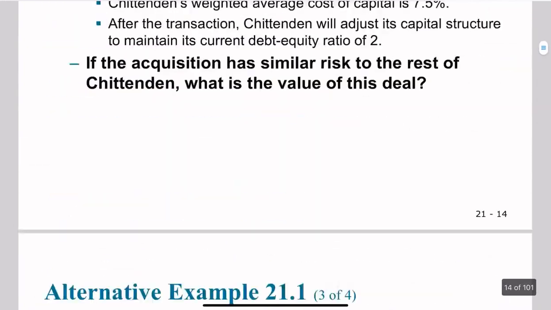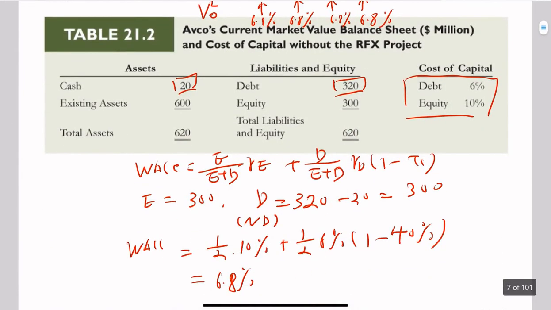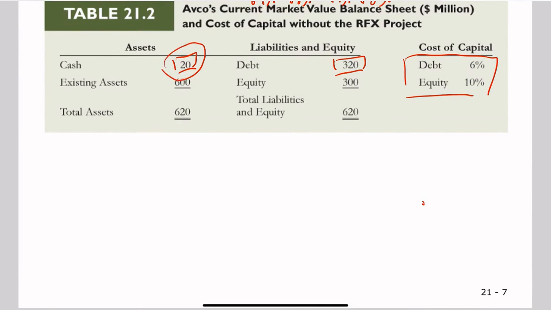Okay, so let's go back to the lecture notes and see the balance sheet. So what you can see here is the firm, right? The firm initially, before taking this RFX project, had $20 million of cash. And we know that the firm's debt has to increase by $30.625 million. So what the firm will actually want to do is first spend the $20 million of cash, and then it will borrow an additional $10.625 million, right?